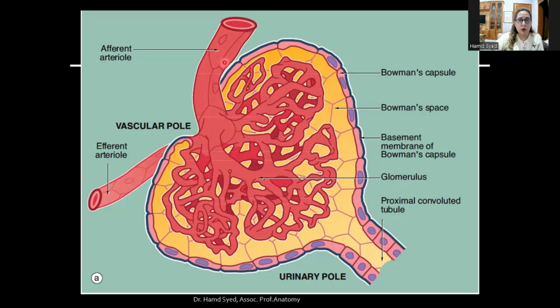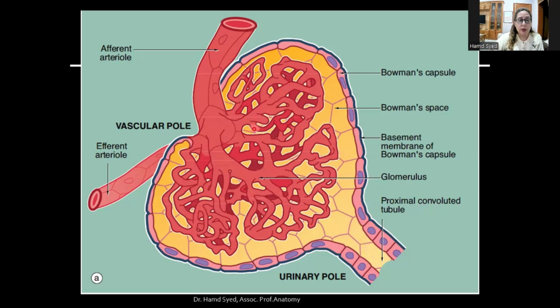The afferent arteriole, you can see, is of larger diameter in comparison to the efferent arteriole. The part of this renal corpuscle where the arterioles are attached is known as the vascular pole. Now let's look at the other side of the renal corpuscle, where the proximal convoluted tubule begins. This here is known as the urinary pole.